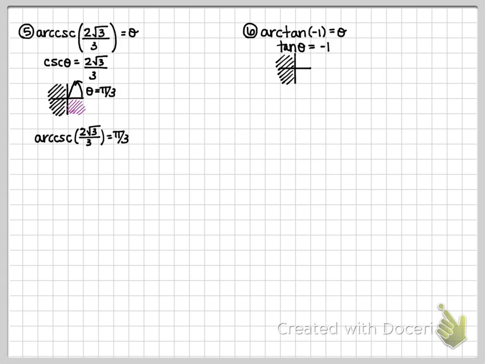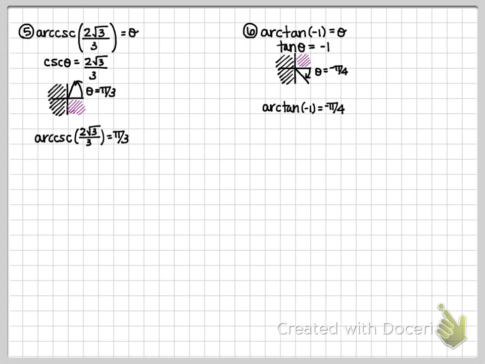Then I take a look at this. It's -1 out of the two quadrants that remain. It's definitely not up here because that's positive. For -1, tangent is -1 when the sides are the same length. So I think we're looking right in the middle. I think our theta is going to be -pi/4. So arc tan of -1 and our angle is going to be -pi/4.